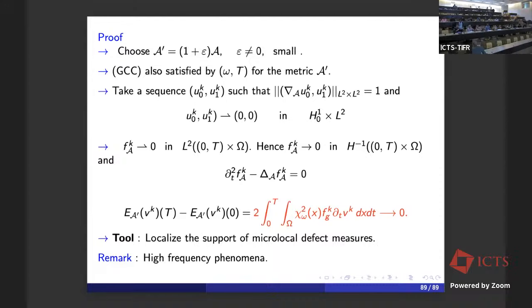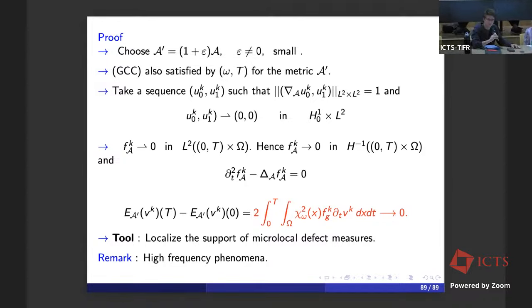Yes, thank you. Perhaps I have a technical question. Why, at the beginning of the talk, for proving that GCC is necessary, are you considering Klein-Gordon instead of wave? If you take the wave equation on a compact manifold without boundary, you cannot observe it, because the constant is a solution.